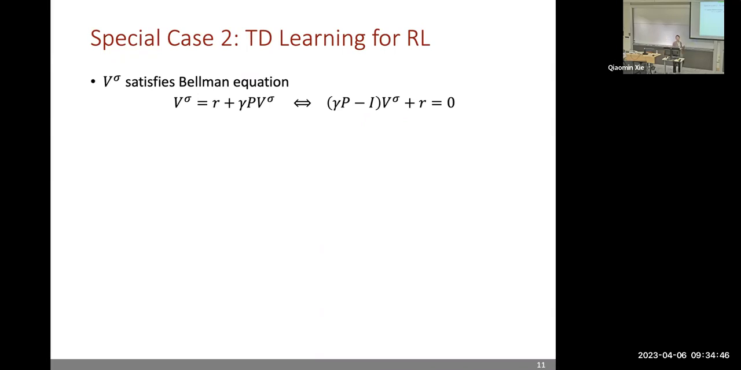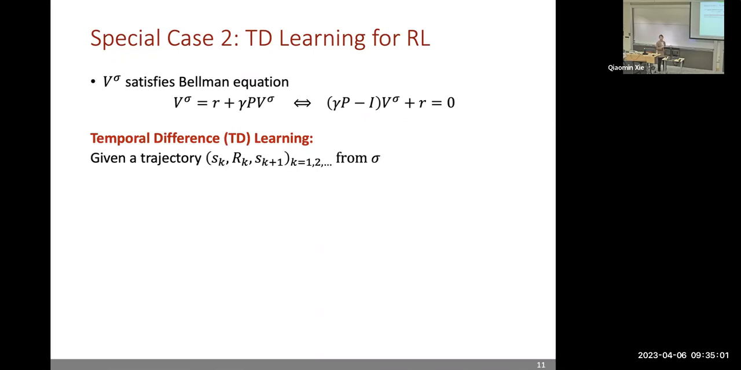But in many cases, the model is unknown, but we may have access to sequential data generated by the policy. TD learning is one such algorithm that aims to estimate the value function based on sequential data. For example, the data can be the trajectory generated by the target policy that we want to evaluate.